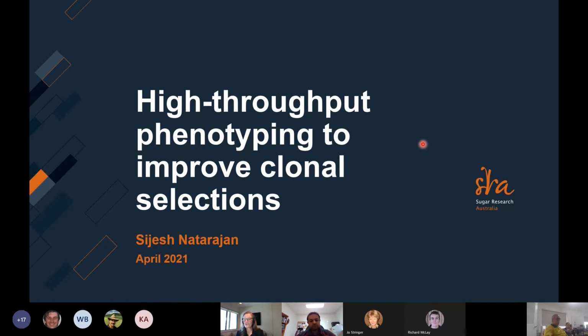So he's a phenomics scientist based at SRA. He received a Master of Biotechnology with specialisation in molecular plant breeding from RMIT University. He is in the final stages of the PhD in sugarcane crop physiology at the University of Queensland. In his current role, Sijesh employs high throughput phenotyping, remote sensing and crop modelling approaches to identify novel traits and to develop clonal assessment techniques for making informed variety selections in the SRA plant breeding program. So I'll hand over to Sijesh to take us through his presentation.